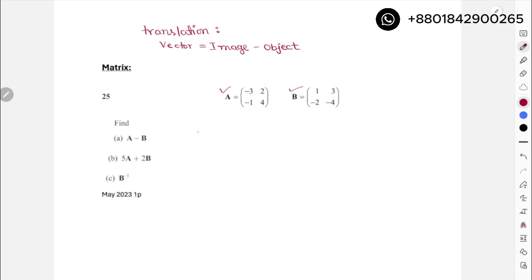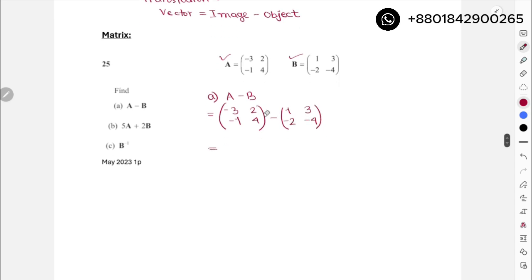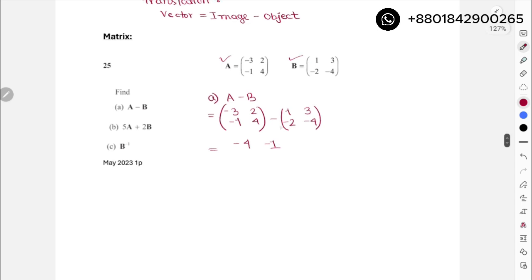For the difference, it's easy. For part a minus b, we have minus 3, 2, minus 1, 4, and then minus 1, 3, minus 2, minus 4, right? In that reference, minus 3 minus 1 is just going to be minus 4, 2 minus 3 is going to be minus 1, minus 2, this is going to be plus 2, right? At this point, this will add together. So minus 1 plus 2 is going to be positive 1, and 4 plus 4, over here, it's going to be 8 then. So this is the difference that you get.